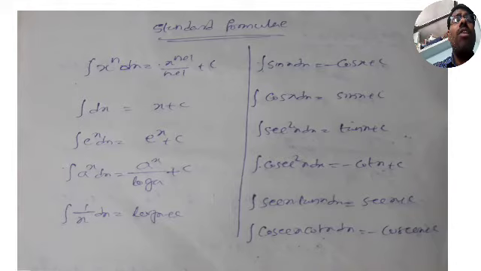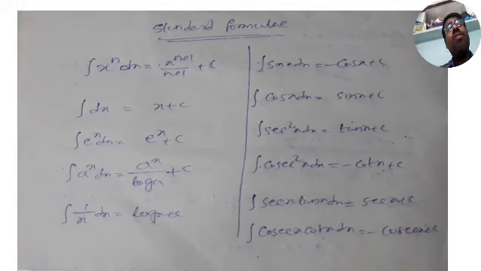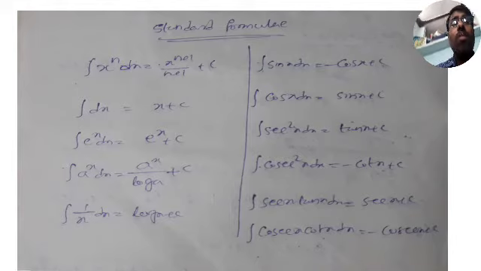Integration of x power of n dx is x power of n plus 1 by n plus 1 plus c. Integration of dx is x plus c. Integration of e power of x dx is e power of x plus c. Integration of a power of x dx is a power of x by log a plus c. Integration of 1 by x dx is log x plus c.